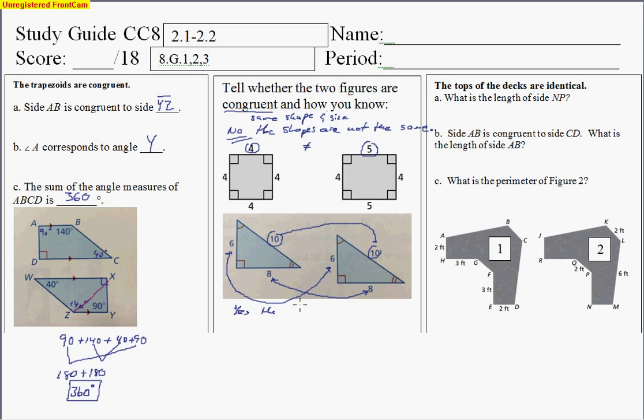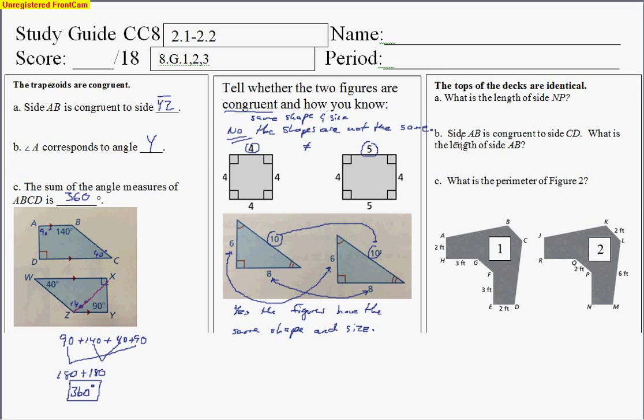The figures have the same shape and size.